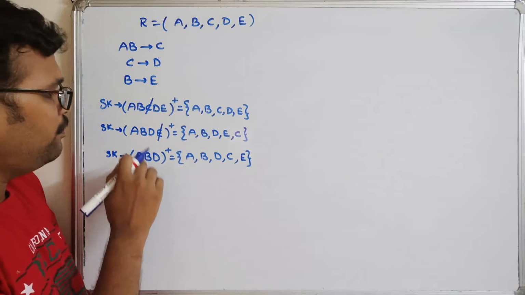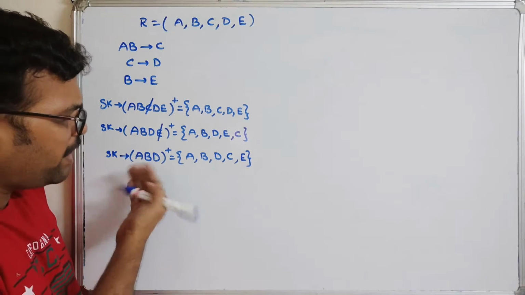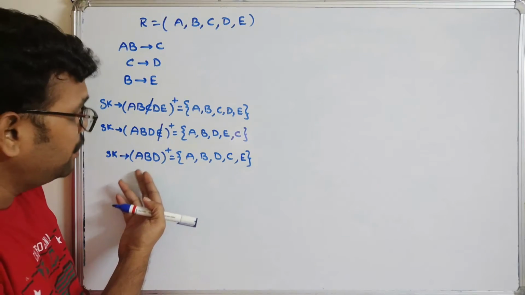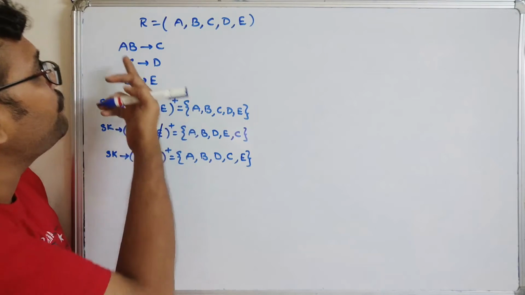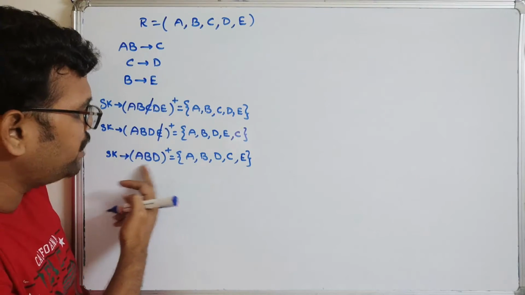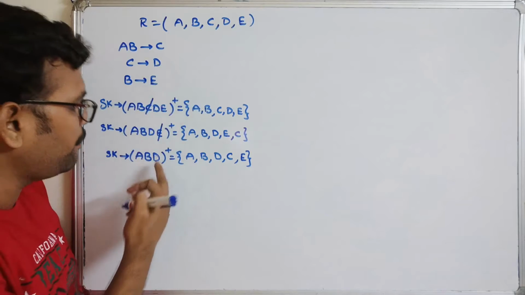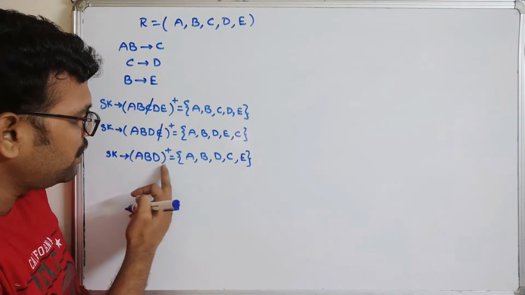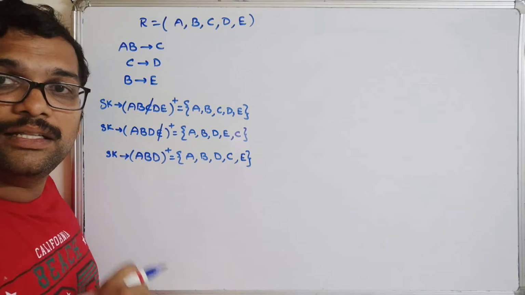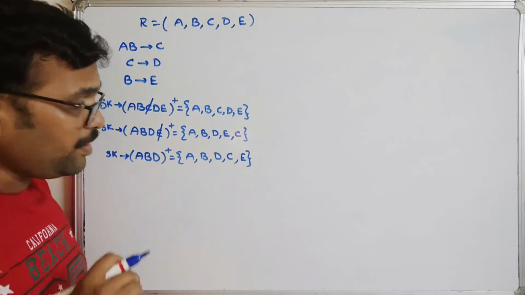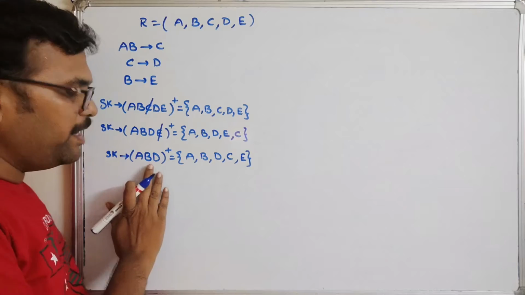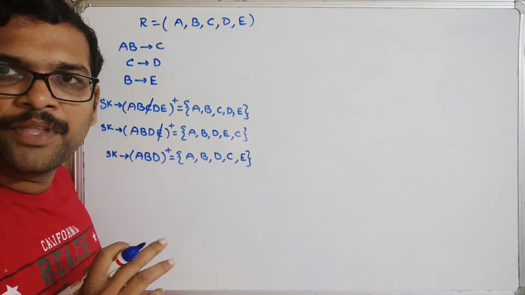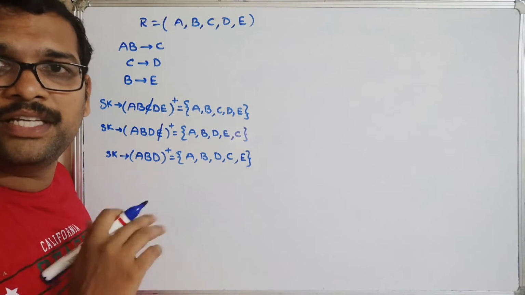Now, is there any chance to reduce this super key? According to the functional dependency, if you know A, B, we can get C. So there is no C here. If you know C, we can determine D. So here no C. If you know B, we can determine E. So here also there is no B. But we can't say that A, B, D itself is a candidate key. So we have to find out all the combinations of this one.